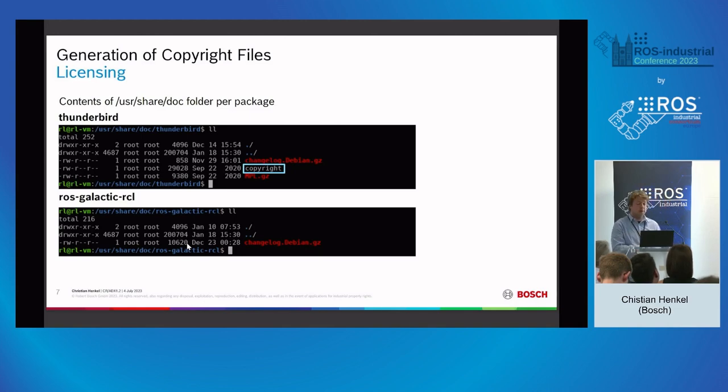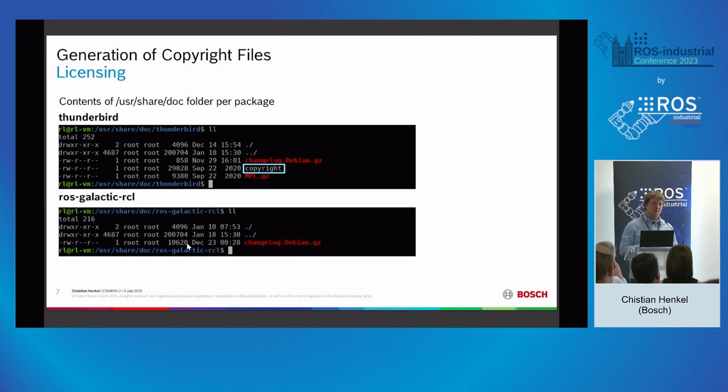Maybe the second motivation is that all Debian packages require, or should have by Debian standard, a copyright file. If you look into your install user share doc folder, every actual Debian package that you installed from your Ubuntu sources will have one of these files. It will have a copyright file in there. Here you can, for example, see the one for Thunderbird, but it's the same for literally every package. But ROS packages that were created before a certain point had none of this.